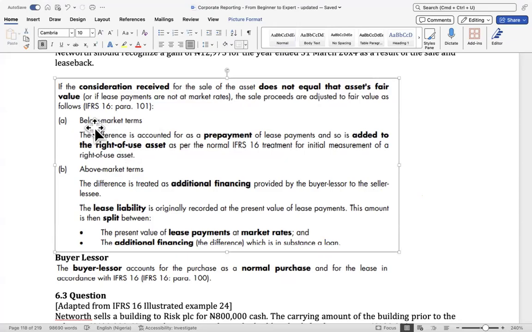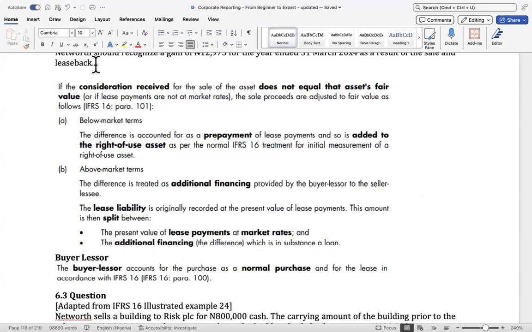So if it is not reflecting, if it is below market terms, there's a number we usually tell you, or you yourself can figure it out, that if the money you received is lower than the fair value of the assets, that's below market terms.